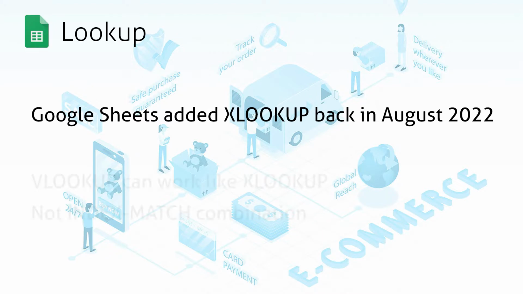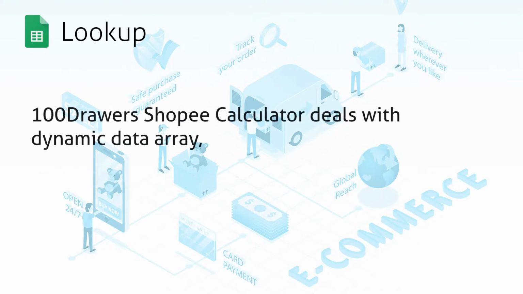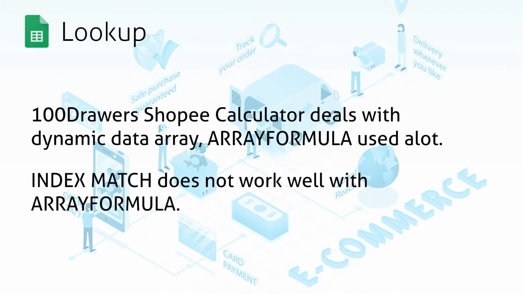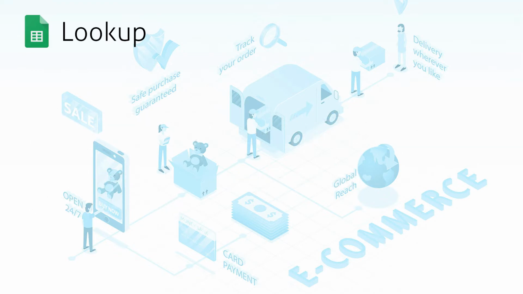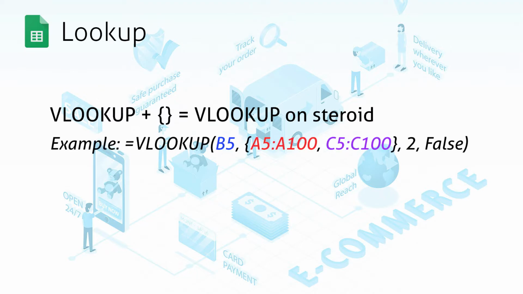Prior to that, I used a trick to make VLOOKUP work like an XLOOKUP. No, I'm not talking about INDEX MATCH. The $100 Shopee Calculator deals with a lot of dynamic arrays of data. So in Google Sheets, I have to use the ARRAYFORMULA function to make normal functions return arrays of data. INDEX MATCH does not work well inside ARRAYFORMULA. Instead, I use VLOOKUP with curly brackets as the referencing range. Curly brackets in Google Sheets let you make what I call an imaginary table.